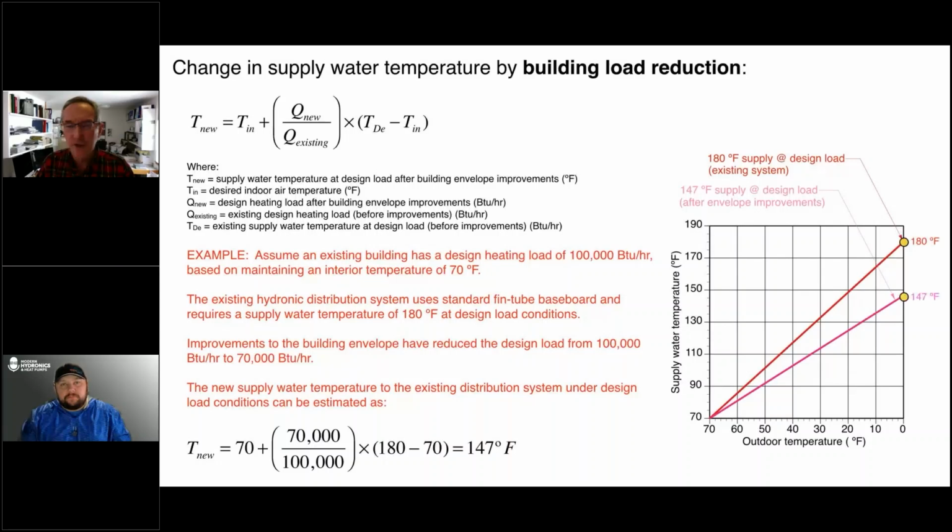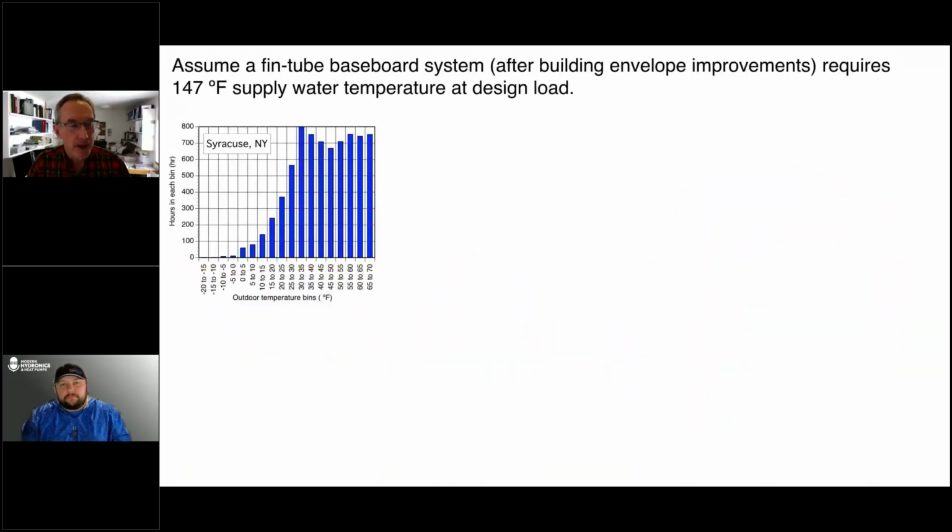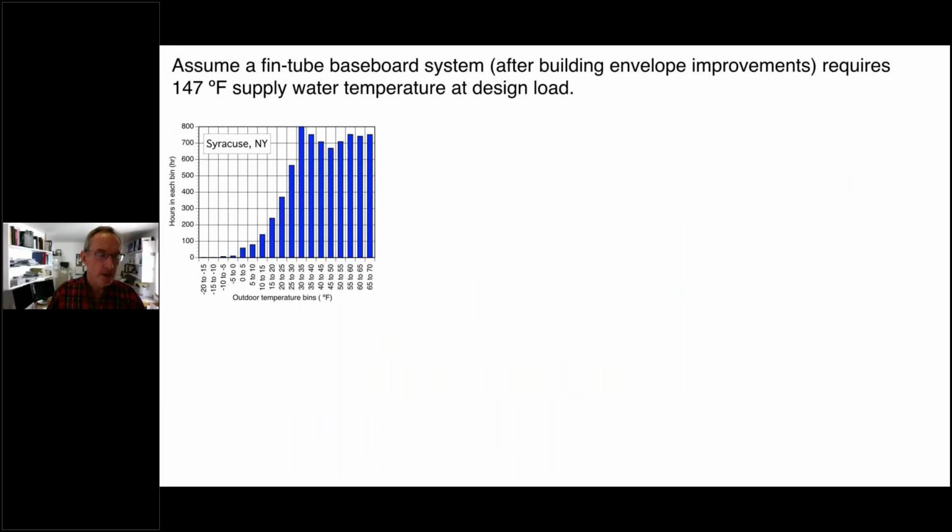So we talked about reducing water temperature. Now, one of the things you want to appreciate about the heating load over a season is that it's split up over a wide range of outdoor temperatures. This is a graph called bin temperature data, and it's for Syracuse, New York, upstate New York, a relatively cold climate with around 6,600 degree days a year. All those blue bars show the outdoor temperatures, and across the bottom you'll see they're broken up into 5-degree Fahrenheit increments.